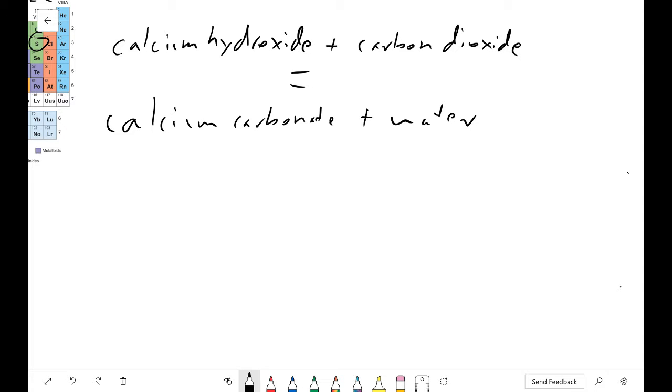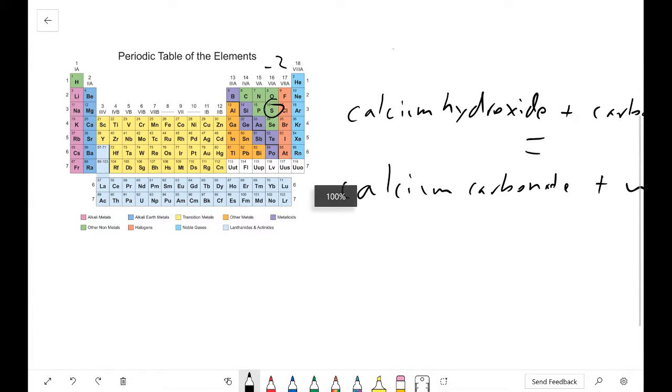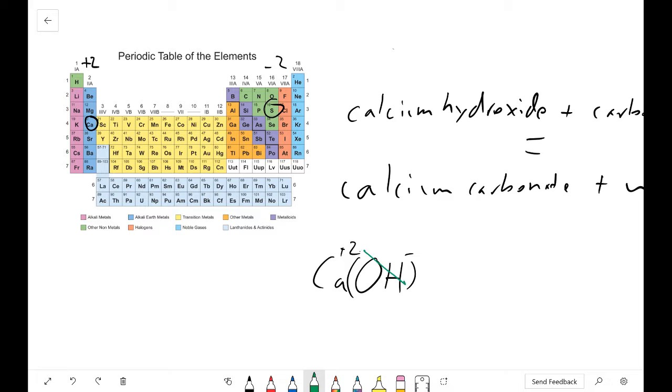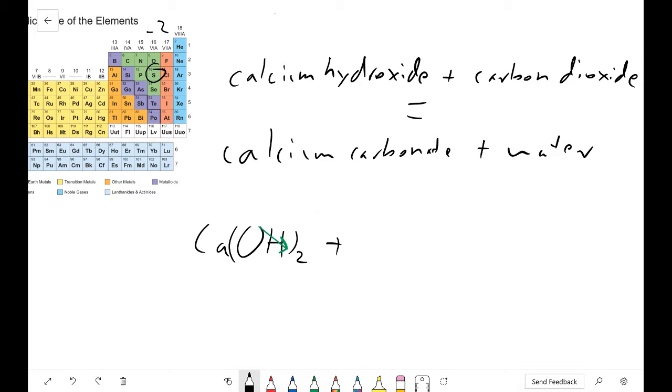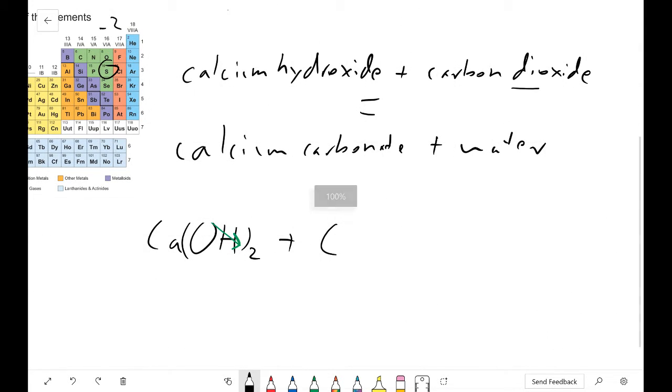So now we're going to do this weird cross thing again. So we have calcium. So calcium is right here. This is +2. So we have calcium, and we have hydroxide, which is OH minus. So with the minus, you have the +2. So when they do the cross, this 2 is going to go over here. So it actually looks like this. Calcium hydroxide, and there's 2 of them. Plus, then we have carbon dioxide. So whenever there's a prefix, you just do the element, and then the oxide, which is O, and the prefix, which means there's 2.